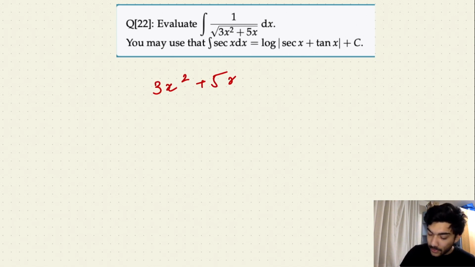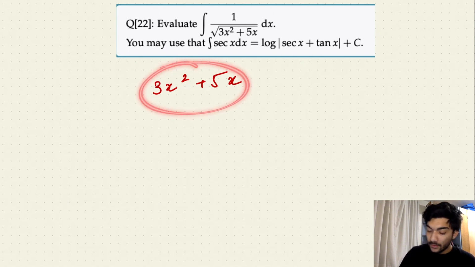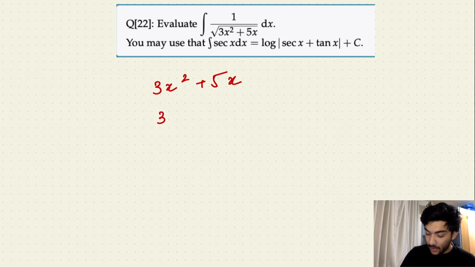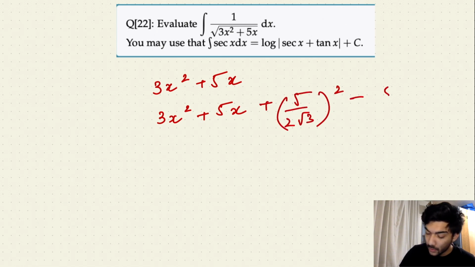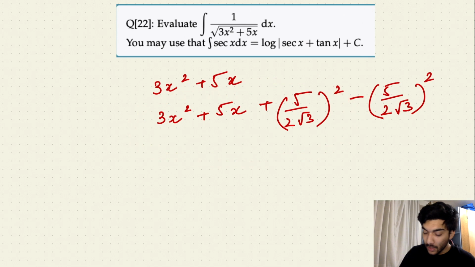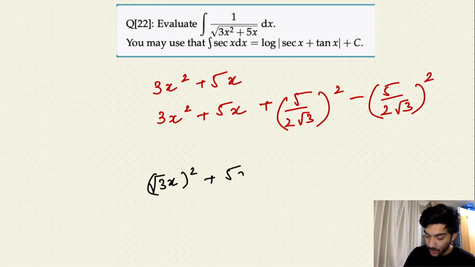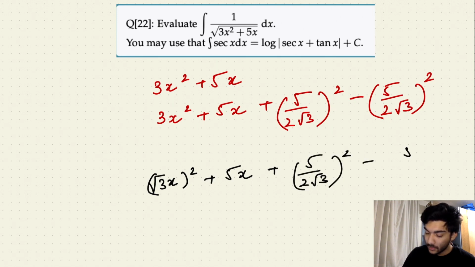So the quadratic expression is 3x squared plus 5x, and now let's use the completing the squares approach in order to simplify this expression over here. And in this case, for 3x squared plus 5x, if we add (5 by 2 root 3) whole square and subtract (5 by 2 root 3) whole square in this expression over here, we can convert this expression into a square expression, because we can write 3x square as simply (root 3 x) whole square, 5x can be written as 5x, and then (5 by 2 root 3) whole square minus (5 by 2 root 3) whole square.